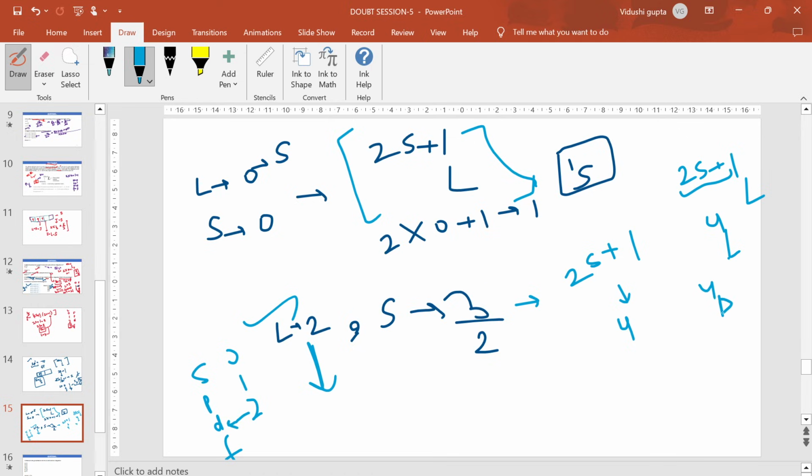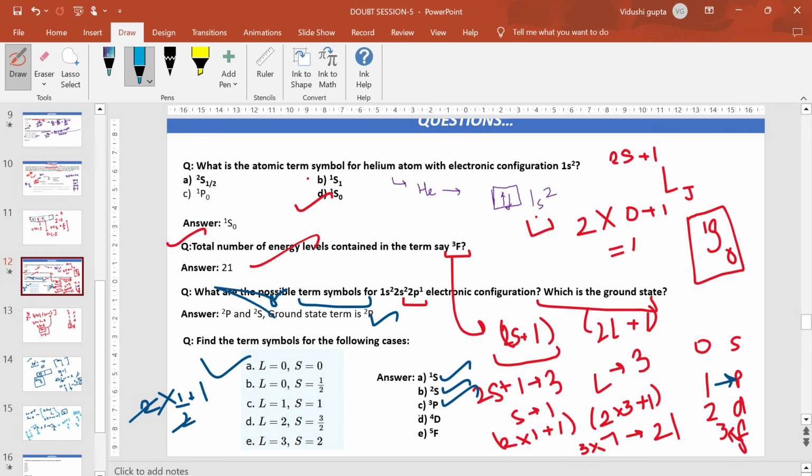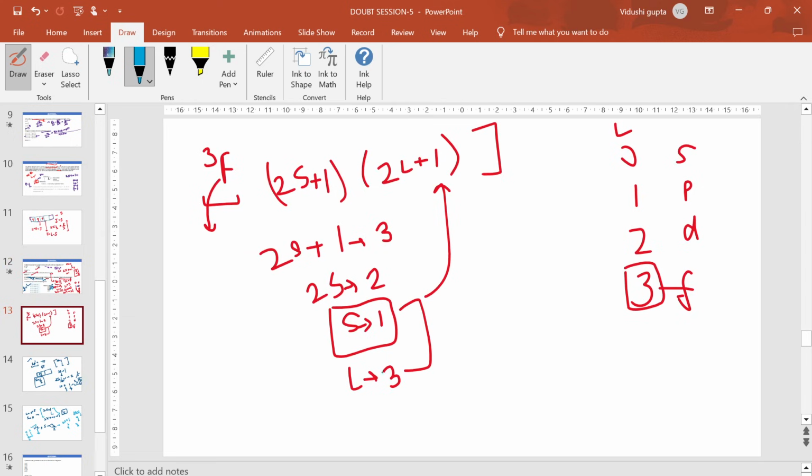So the term symbol is 4D. L represents the total orbital angular momentum. 0 means S, 1 means P, 2 is D, 3 is F. Now tell me, what are you asking in this, ma'am, regarding the symbol?